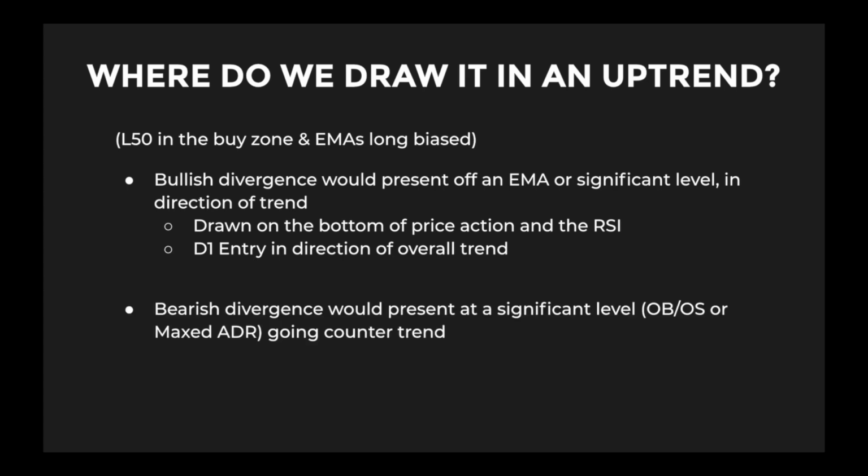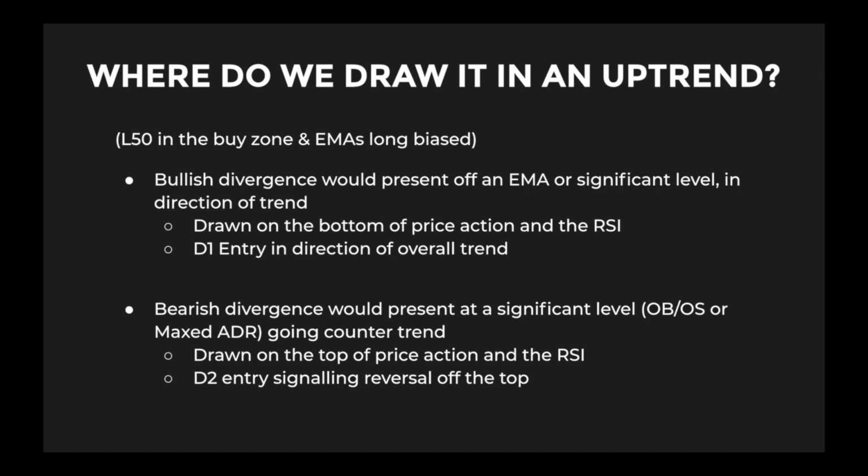Compare this to bearish divergence, which would present at a significant level, overbought, oversold, maybe maxed out ADR, going counter trend. So if you're in an uptrend, you're going to look for bearish divergence, which means a falling RSI and rising price action. You're going to look for that at the extremes, at the high, just at the high, because you're in an uptrend. You're going to be looking to almost call the top.